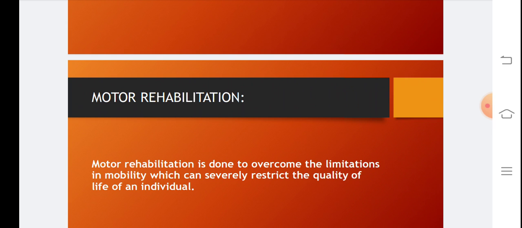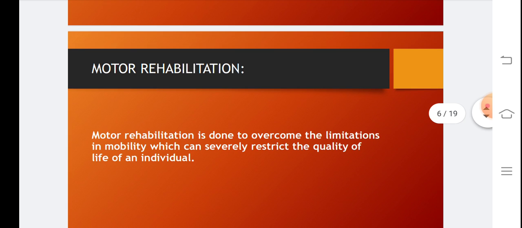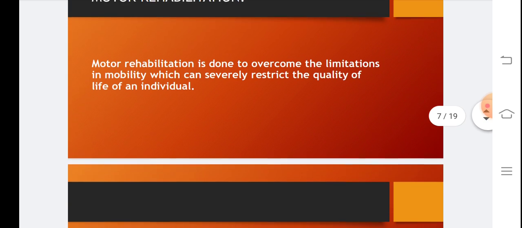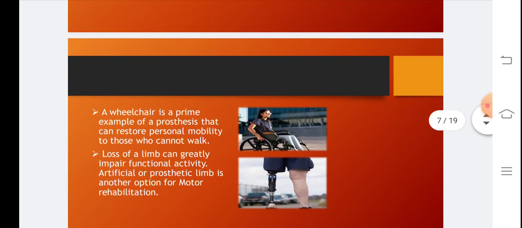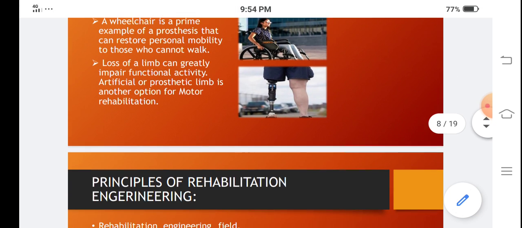Motor rehabilitation. Basically, motor rehabilitation means the patient's functional health or everyday skill. Motor rehabilitation is done to overcome the limitation in mobility which can severely restrict the quality of life of an individual. Like in this picture, a wheelchair is a primary example of a process that can restore a person's mobility to those who cannot walk. Loss of limb can greatly impair functional activity. An artificial or prosthetic limb is another option for motor rehabilitation, like shown in this figure.